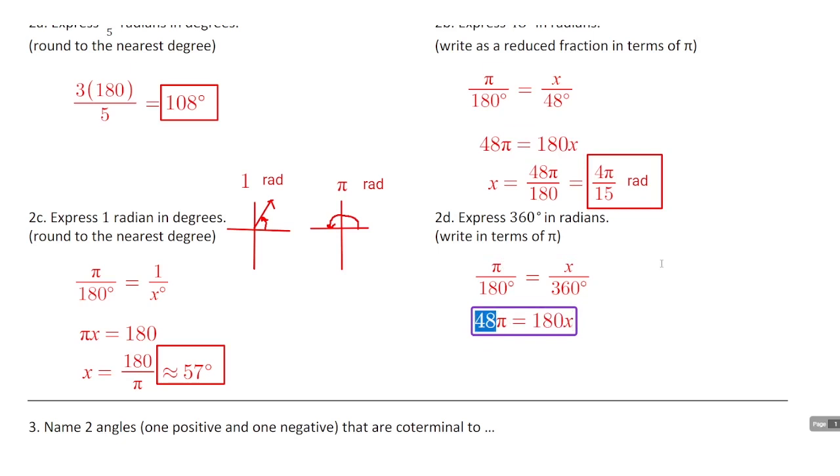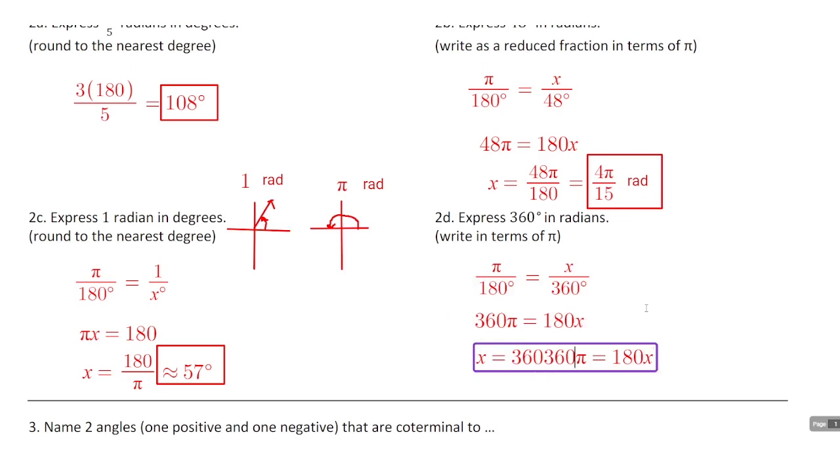Pi times 360 equals 180x, and so we divide both sides by 180. And so x is going to be 360 pi over 180. Let's clean that up a little bit. There we go. And then 360 divided by 180 is just 2, and so that's why we end up with 2 pi. And again, that's in radians.